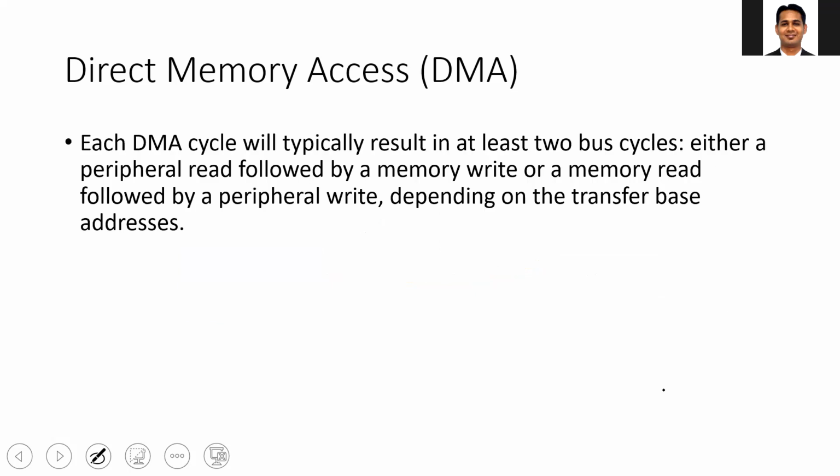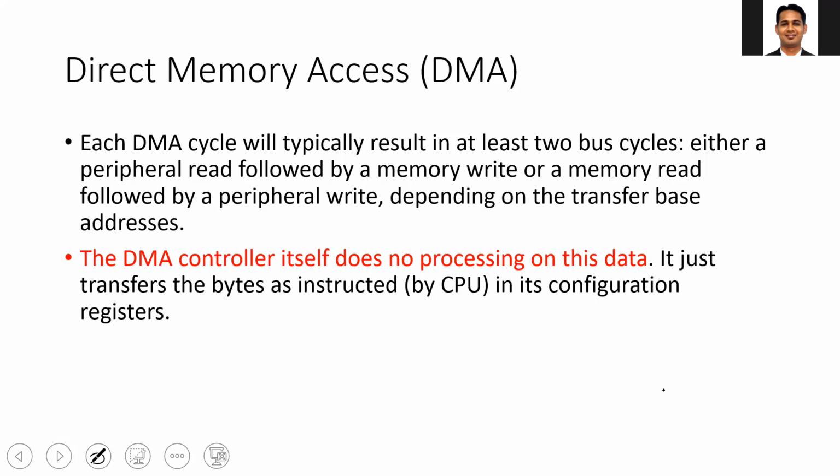Each DMA cycle will typically result in at least 2 bus cycles: either a peripheral read followed by a memory write when the data is being transferred from the peripheral to the memory, or a memory read followed by a peripheral write when the data is transferred from the memory to the peripheral, depending upon the information you provide to the DMA. The DMA controller does not do any processing on the data. DMA is only a memory transfer. It performs only the data transfer. It does not perform any operation on the data. It just transfers the bytes as instructed by the processor in its configuration register.